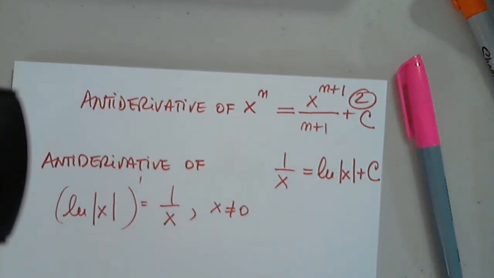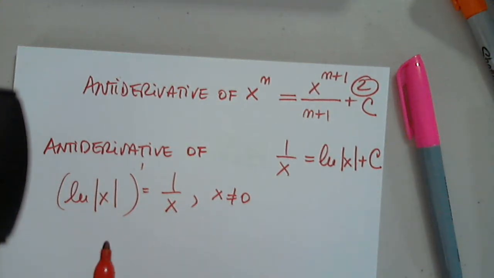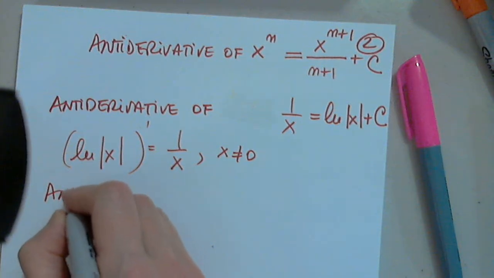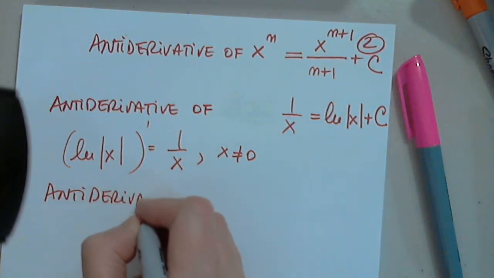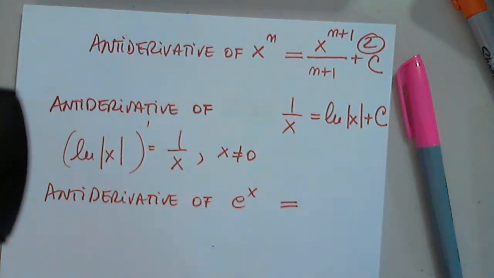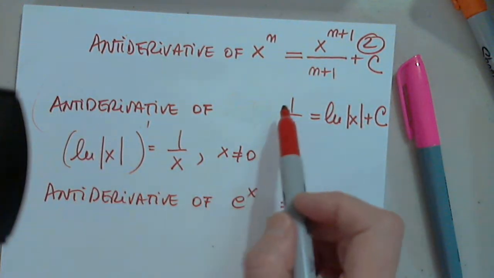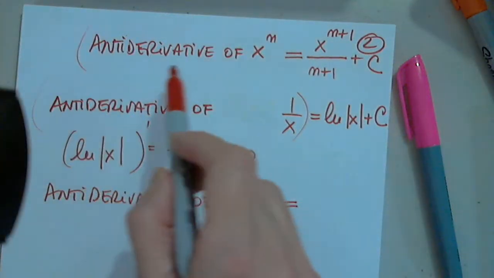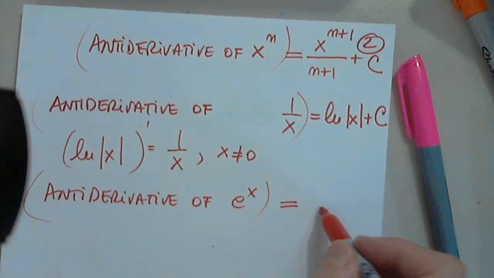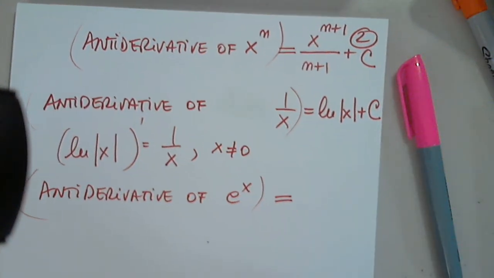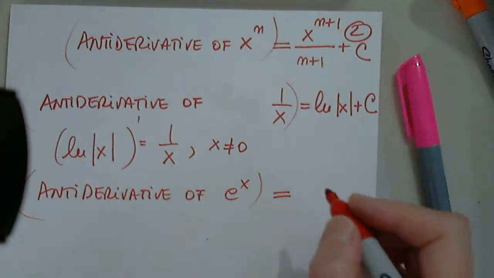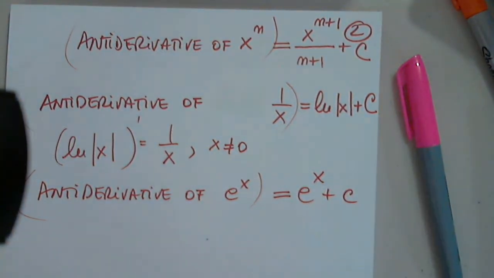Okay, so now I would like us to practice, of course. What is the antiderivative of e to the x? What do you think that will be? The antiderivative of 1 over x is that. The antiderivative of x to the n power is that. The antiderivative of e to the x, what will that be? And of course, this is the nicest and the easiest, always. E to the x plus c. E to the x plus c, indeed.